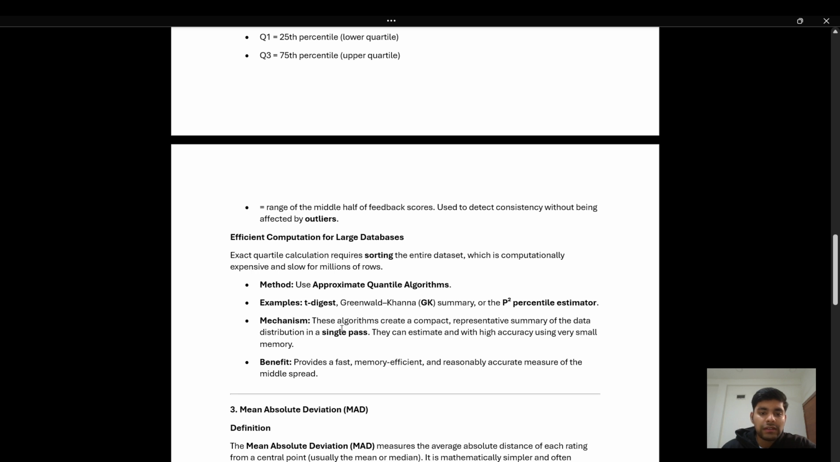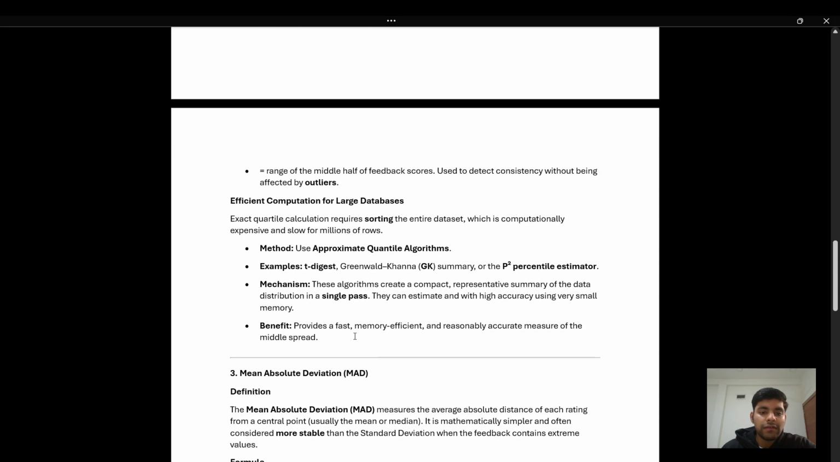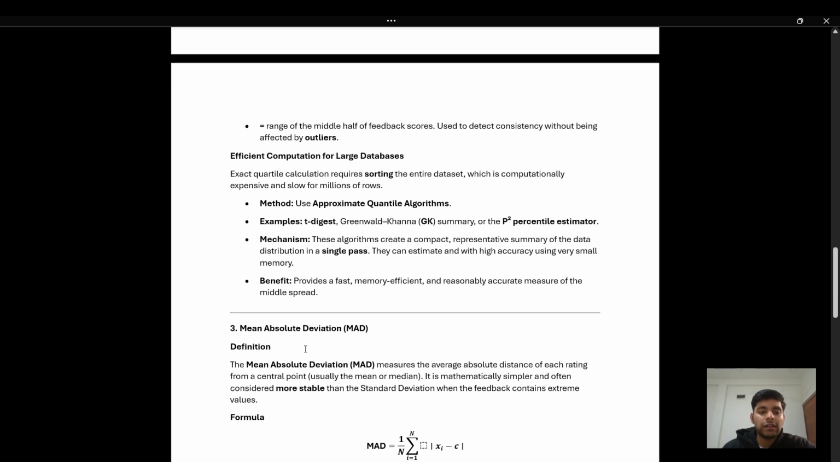The mechanism is that these algorithms create a compact representative summary of the data distribution in a single pass. They can estimate quantiles with high accuracy using very small memory. What are its benefits? It provides a fast, memory efficient and reasonably accurate measure of the middle spread. Now let's move on to the third method, which is mean absolute deviation.